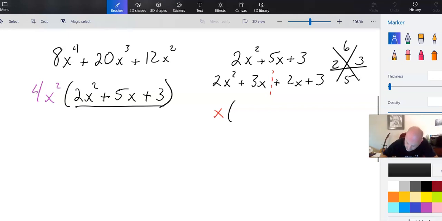What's wrong with me? There we go. So if I pull an x out, that leaves 2x plus 3. I just work here, guys.